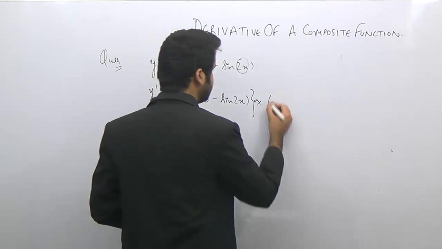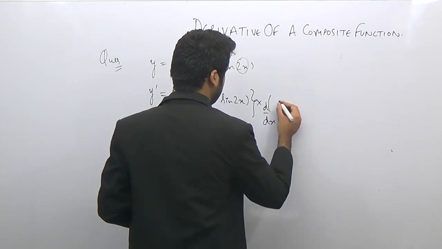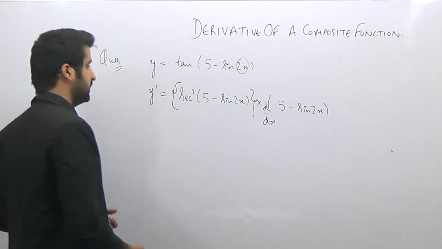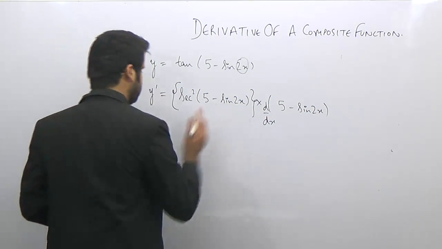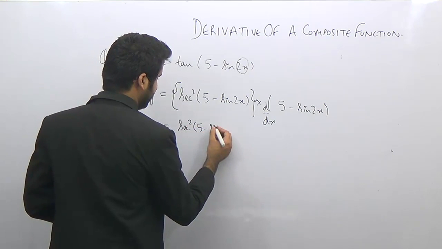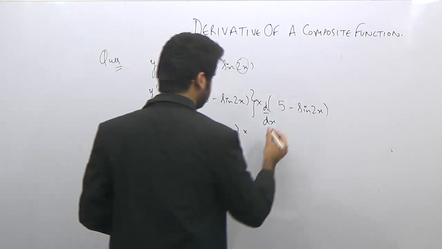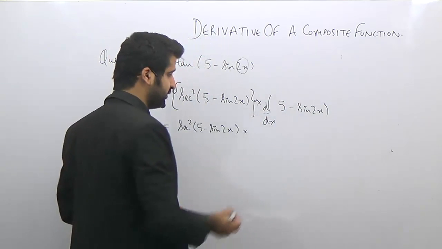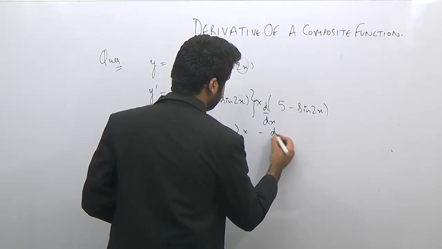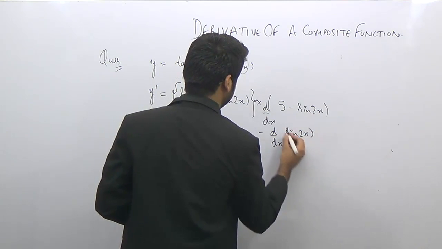And the differentiation of 5 minus sine 2x is, let's write it down first, d upon dx of 5 minus sine 2x. Now this function will stay as it is. This will be sec square of 5 minus sine 2x. Now let's see the differentiation of 5 minus sine 2x. d by dx of 5 is 0, and d by dx of sine 2x. So we are left with minus of d upon dx of sine of 2x.